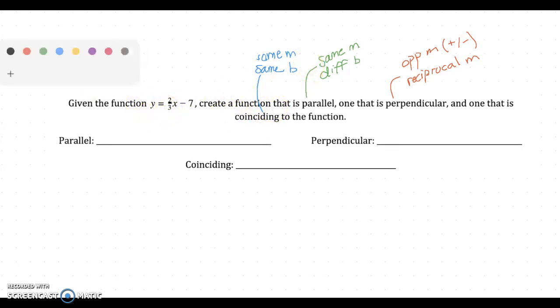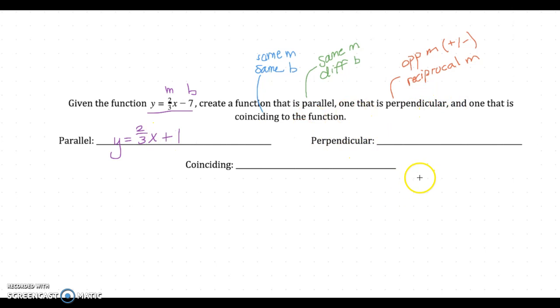So we're given an original over here, and I'm going to use my guides for each one. Parallel lines have the same m but a different b. So let's label these: this one's m, this one's b. The same m would be 2/3, so I write y = 2/3 x. And then it says a different b, so I can pick whatever I want as long as it's not minus 7. I'm just going to pick plus 1. And then just double check. They have the same m, check. Different b's, check.